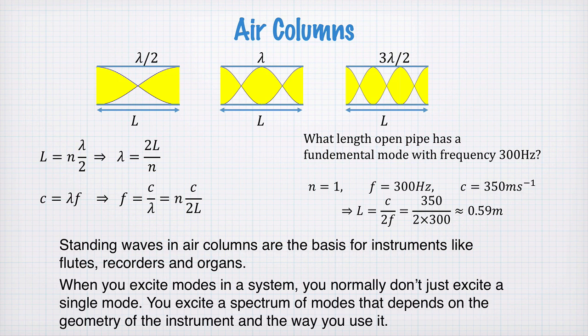And when you excite modes in a system, you normally don't just excite a single mode. You excite a whole spectrum of modes that depends on the geometry of the instrument and the way you use it. So for example, when you blow across the top of a pipe, you might excite the lowest order mode, but you might excite some mixture, some superposition of these different modes. And it's the particular superposition supported by a given pipe or instrument that gives it its unique sound.